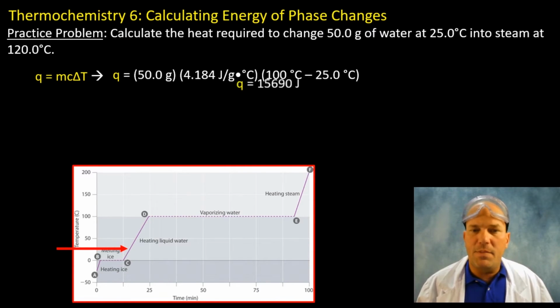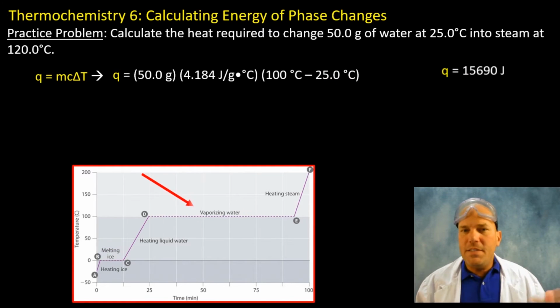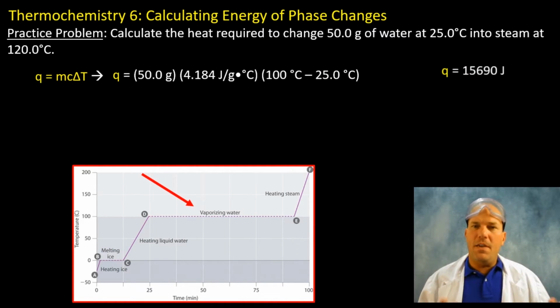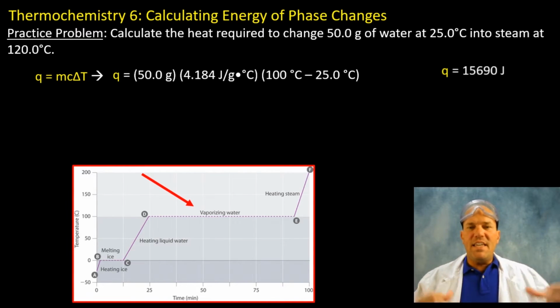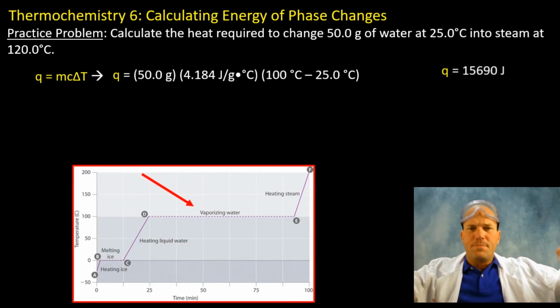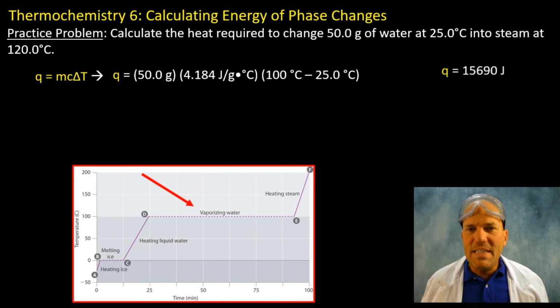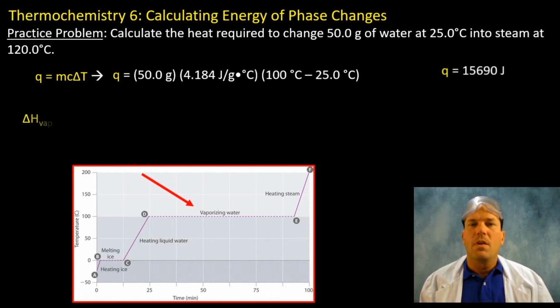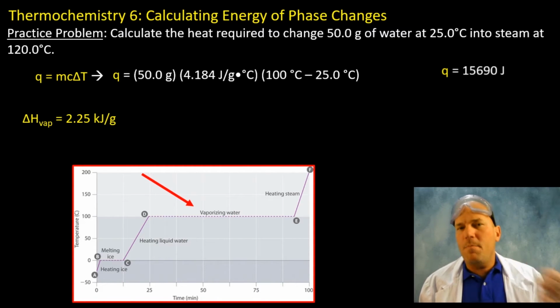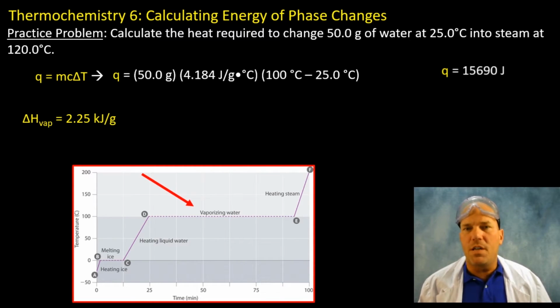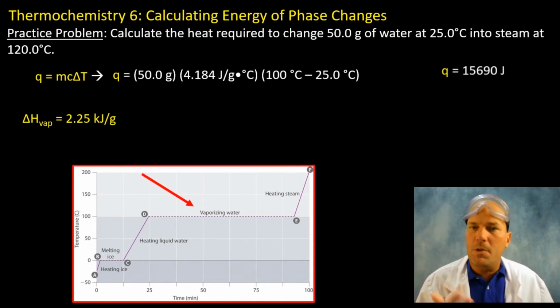Now let's look at the next piece here. The next segment is during a phase change of the heat of vaporization from D to E, that long segment, slope equals 0, during which the intermolecular forces are beginning to completely break up. We're going to use the enthalpy of vaporization, or heat of vaporization. I have the value here of 2.25 kilojoules per gram.